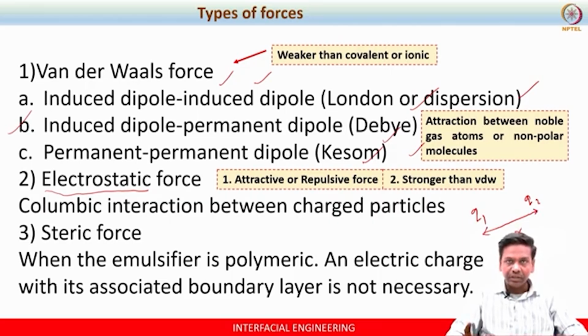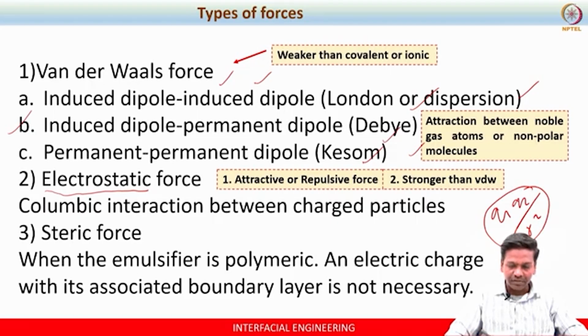In such a case, we know the Coulombic law, which says that the force is proportional to the product of the two point charges, and inversely proportional to the square of the distance. So from Coulomb's law, we know it is Q1 Q2 by r squared. It depends on the distance as well as on the magnitude of the charge.